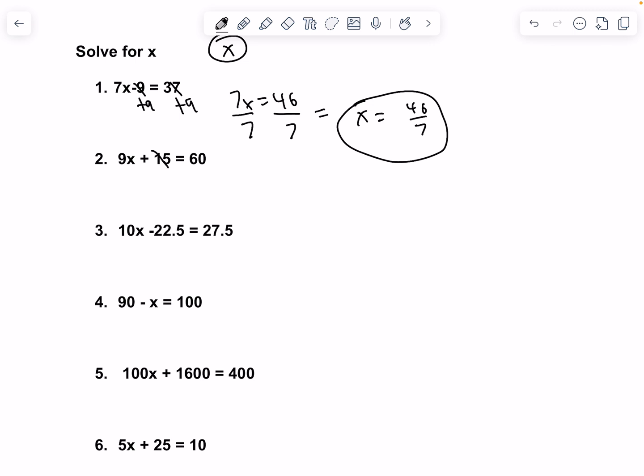And we'll do one more. 9x plus 15 equals 60. We do minus 15 on both sides to get 9x by itself. That'll give us 9x is equal to 45. Divide by 9 on both sides to get x by itself. And that'll give us x is equal to 5. And the rest can be homework.